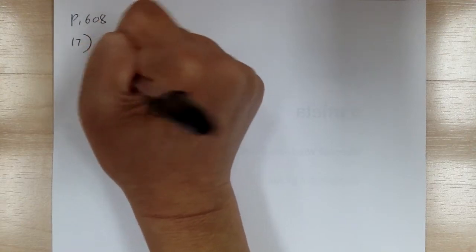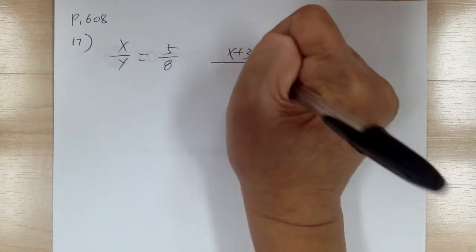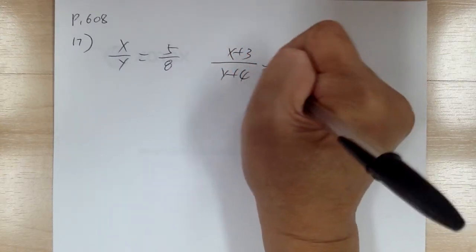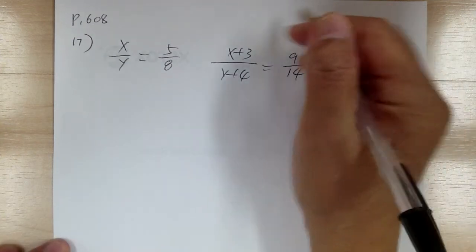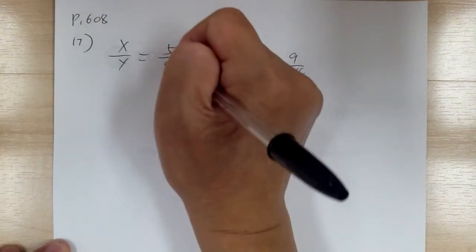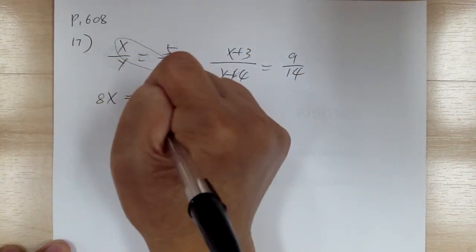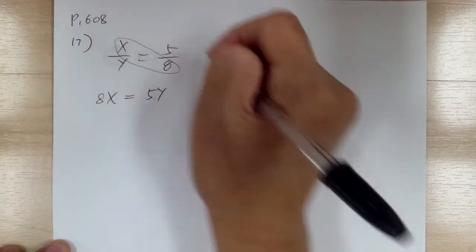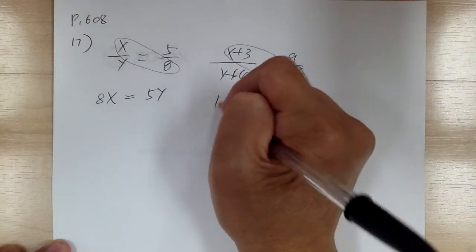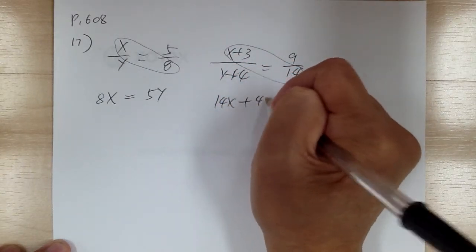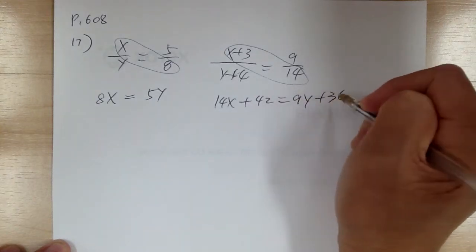So you got x over y equal to 5 over 8, and you have x plus 3 over y plus 4 equal to 9 over 14. Okay, so to solve this, what you can do is you can multiply by the common denominator, or you can just cross multiply. So when you cross multiply, you get 8x equal to 5y. Okay, so you can cross multiply, and I want to write the x on this side. So cross multiply, I get 14x plus 42 equal to 9y plus 36.